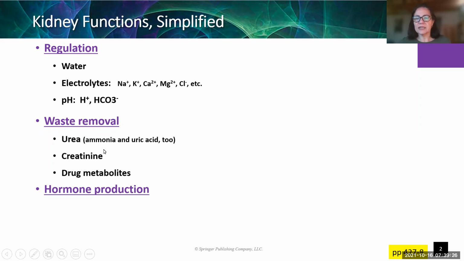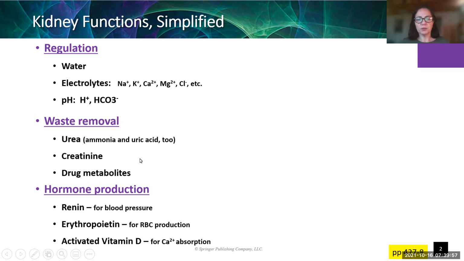Another waste product that you've heard about before and we keep track of, not because it's so deadly, but just because it helps us calculate something, that's creatinine. And we're going to talk about where creatinine comes from. And drug metabolites. The kidneys are really good at getting rid of things, sometimes better than we would like them to be, because they get rid of medications too. But this is how many of our medications are processed and eliminated, through the kidneys.